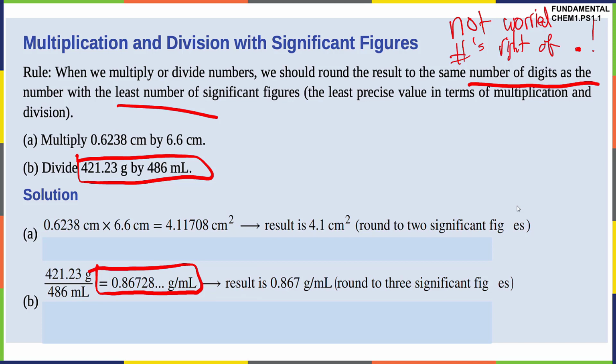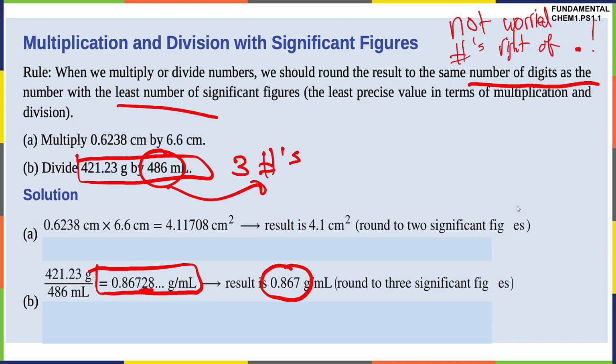So you've got 421.23, that's 5 numbers, and 486, which is 3 numbers. That means our final answer can only have 3 numbers because that's the overall smallest number originally given. So you've got 8, 6, and 7. The 2 after that will round down. That means it's just 0.867.